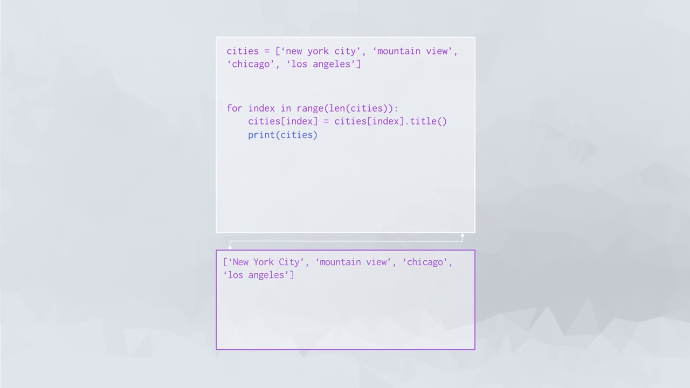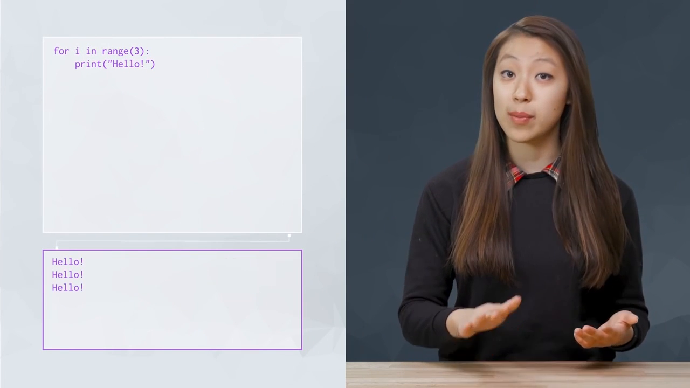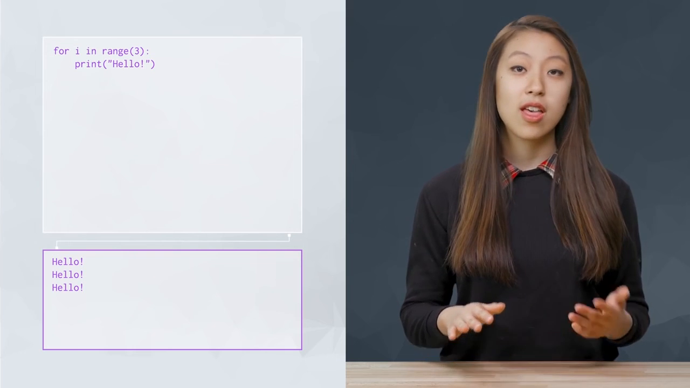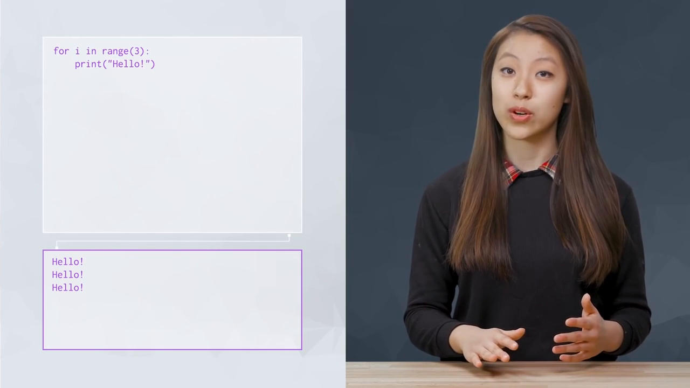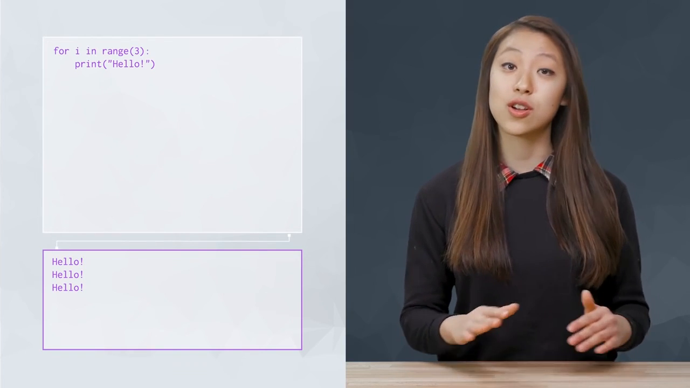We can use print to see the change in the cities list at each iteration. By getting a list of indices with the range function, we were able to index into each element of a list in a for loop to apply a change. While list modification is one application of the range function, that isn't the only thing it's useful for. You will frequently use range to repeat an action a certain number of times.